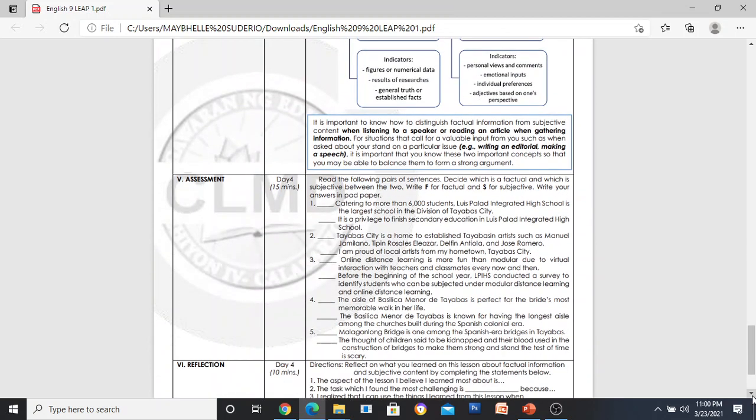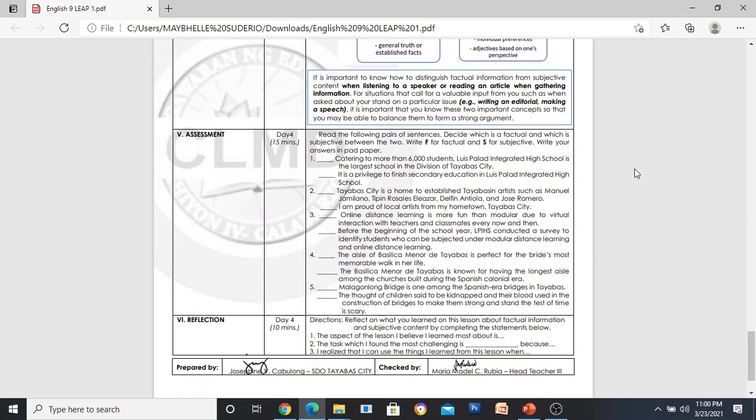And then, on the learning task, ito, learning task 4 in here. So, this is 1, 2, 3, 4, 5. So, sa isang number, may dalawang sentence. Alin dyan ang factual at alin dyan ang subjective? F and S na ang answers only. And then, dito sa baba is the reflection wherein i-complete nyo lang itong statement.